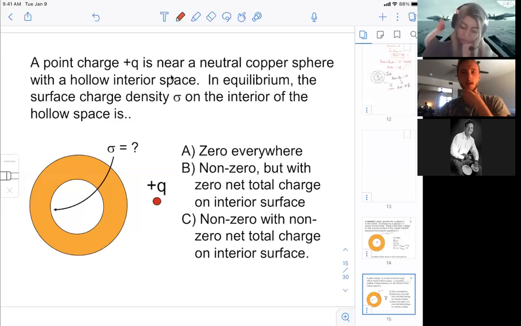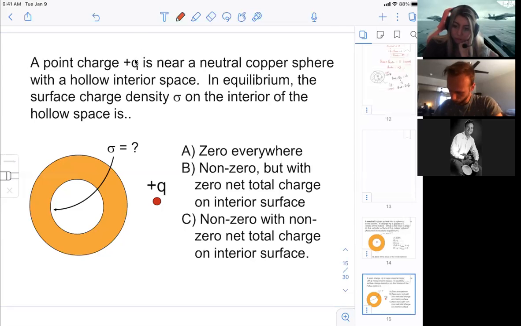Okay, I pretty much have everybody's vote. Any last minute vote now? All right, let's take a look. I'm going to end this. This is our results. Kind of split between B and C. So the majority of you think it's non-zero, but whether it has a zero total net charge on the inner surface or not.